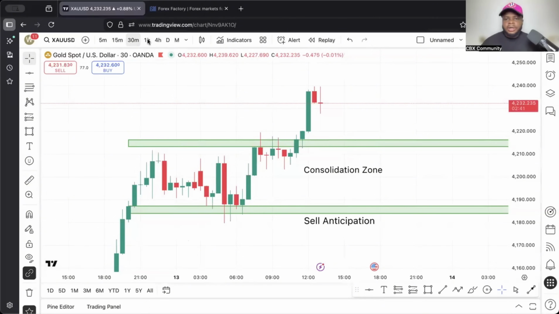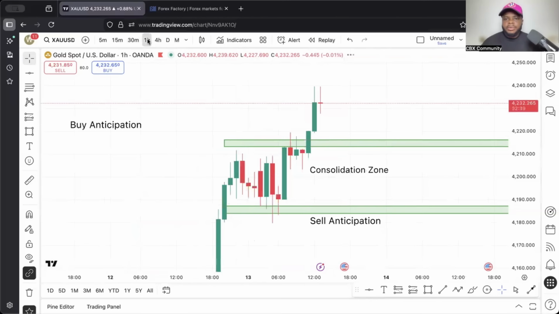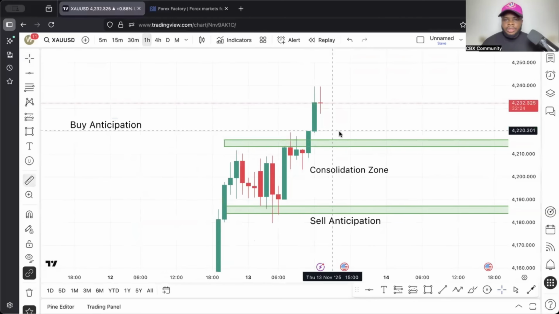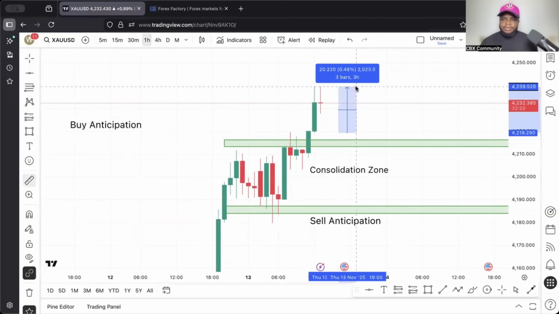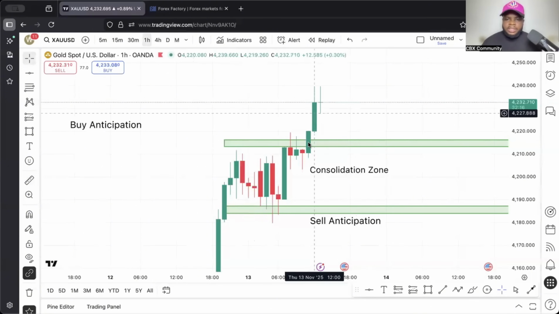Let's see the 1 hour. Okay, the 1 hour, it didn't break the high of this bullish candle. This candle closed above this resistance zone, and this next candle closed with 200 pips. After this candle broke this resistance zone, the next candle didn't break the high.